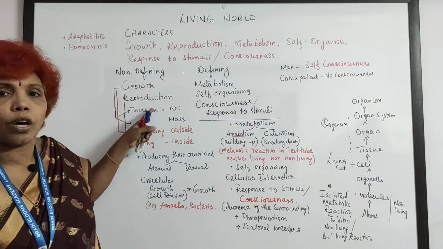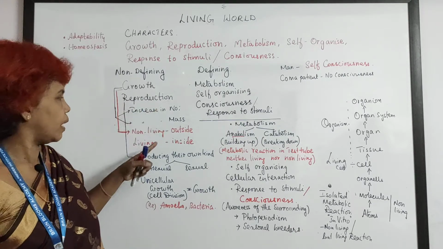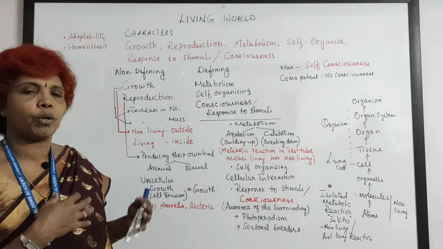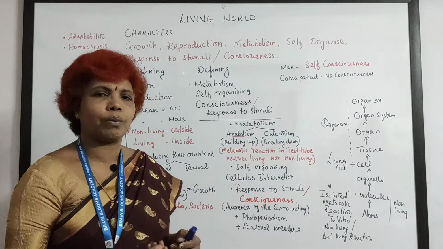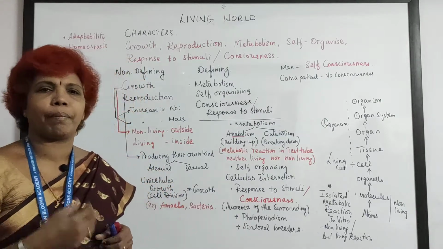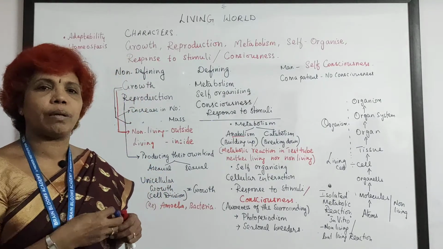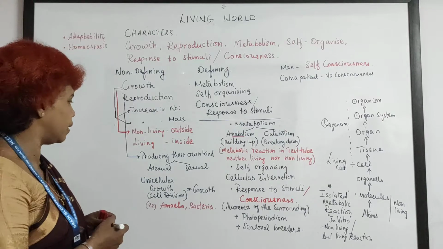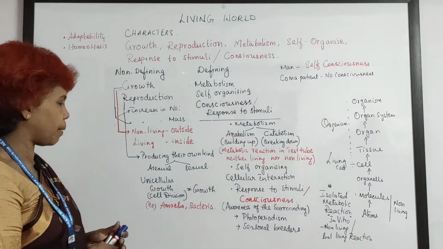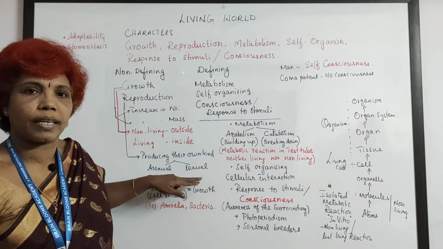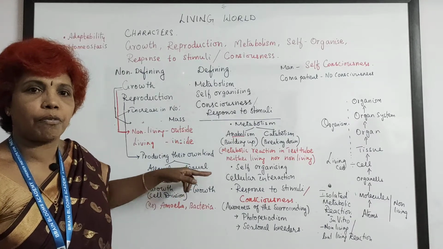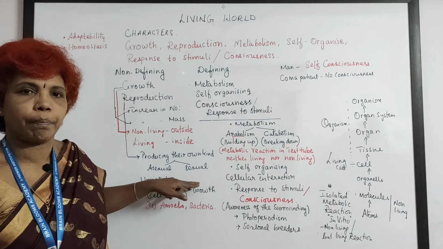When you talk about reproduction, you know that reproduction means producing their own kind, maybe asexual or sexual. Asexual, you know, is bud production in amoeba, or yeast producing buds, and I have just given the example of amoeba and bacteria. And in sexual reproduction, gamete formation, male and female gamete formation, happens.